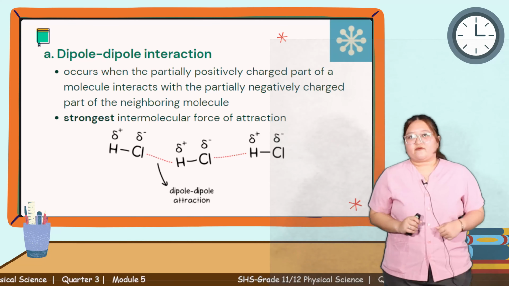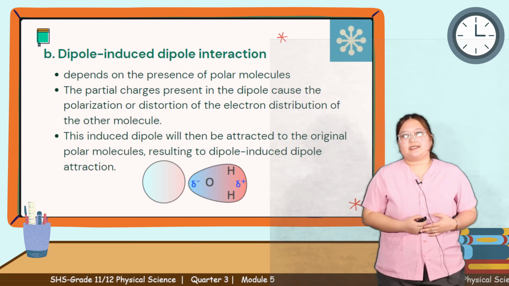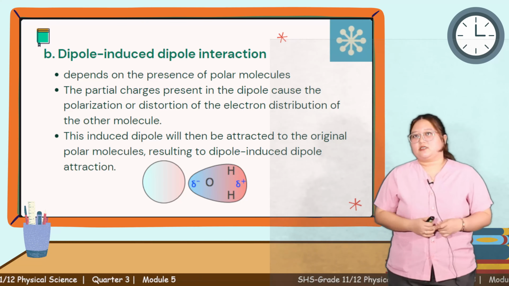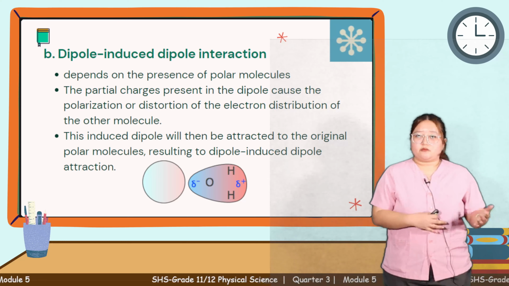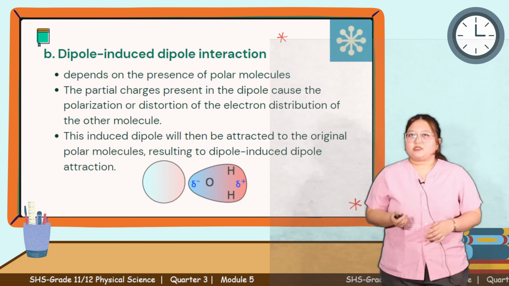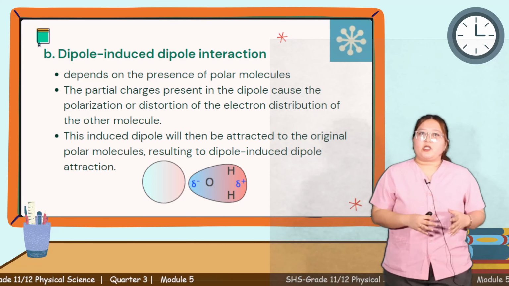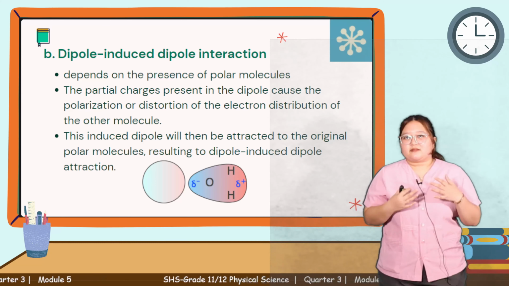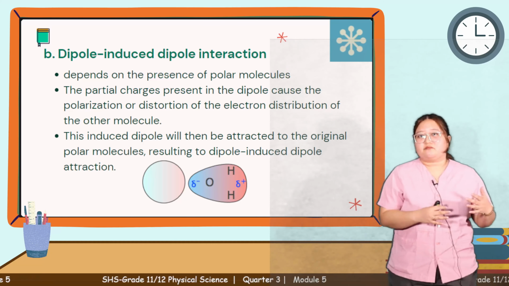Okay. Next, we have the dipole-induced dipole interaction. Now this type of attraction depends on the presence of polar molecules. Take note that the second molecule does not have to be polar. So the partial charges present in the dipole cause polarization or distortion of the electron distribution of the second molecule.